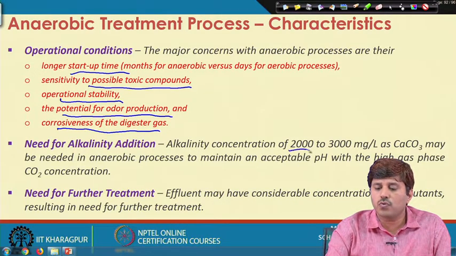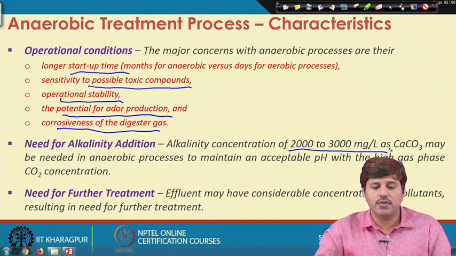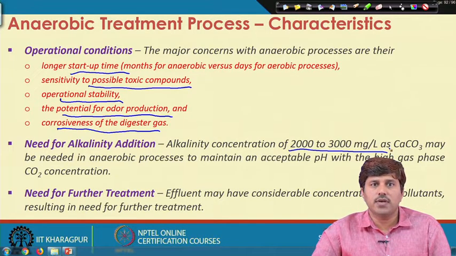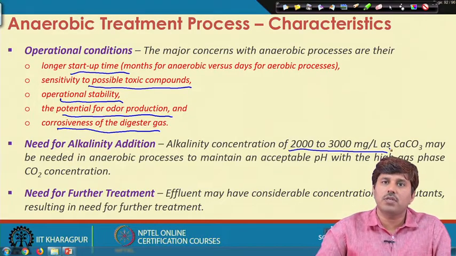And there is a need for alkalinity addition in order to control the pH. 2000 to 3000 milligram per liter calcium carbonate needs to be maintained for an acceptable pH with the high gas phase CO2 concentrations. Another thing, as we discussed earlier, is that there might be a need for further treatment, because the effluent coming out may not have considerable removal of the pollutant. It could be considerable removal, but it may not actually bring it down to the desired level.